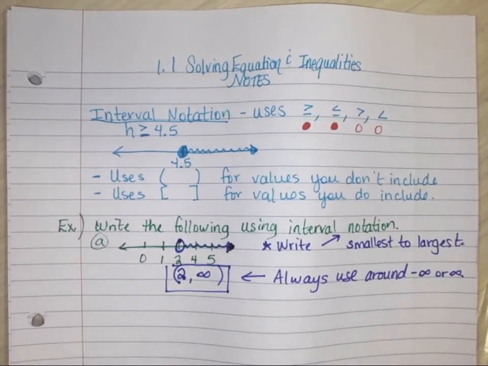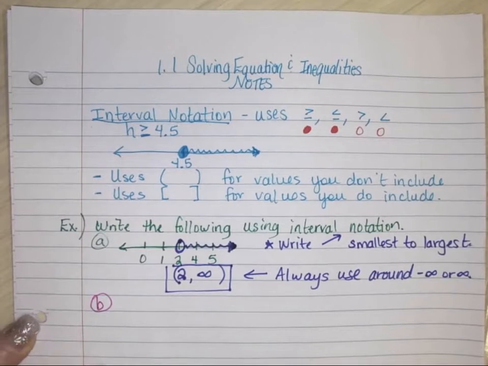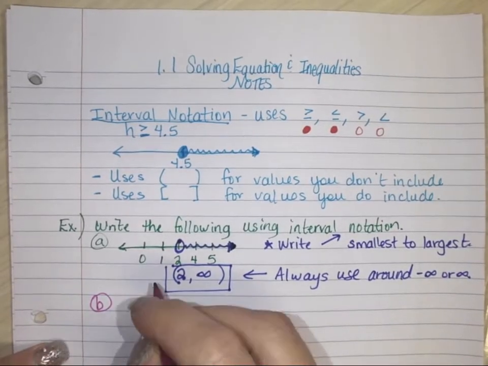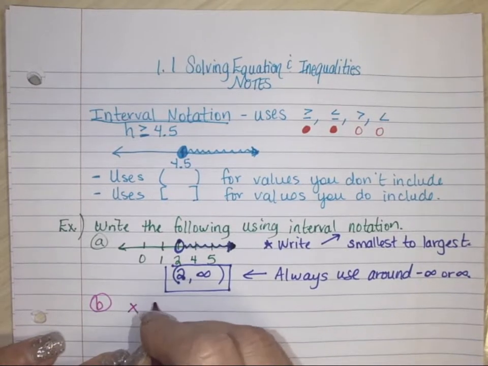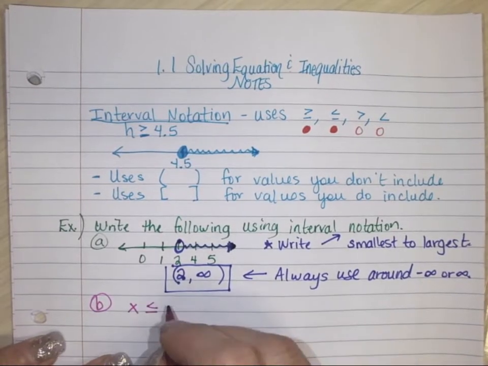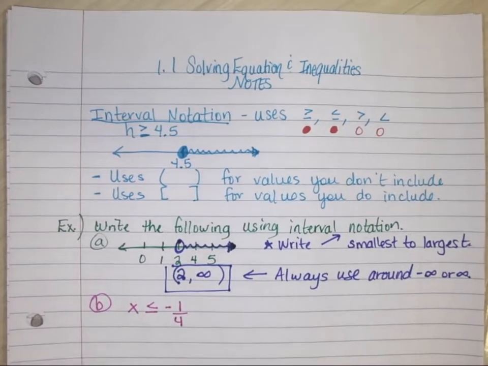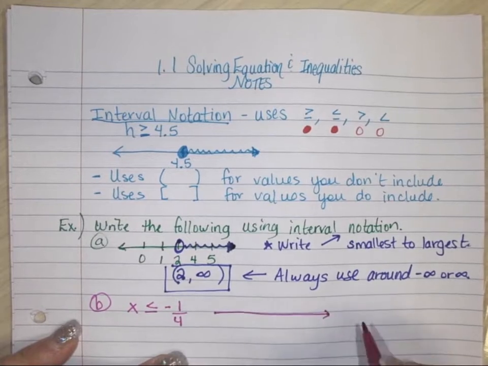Okay, so let's look at another case where it may be given to us in inequality form and not on a number line. So part B. Let's say I've got x is less than or equal to negative 1/4. I know you guys love fractions. We all love fractions, correct? Not really.